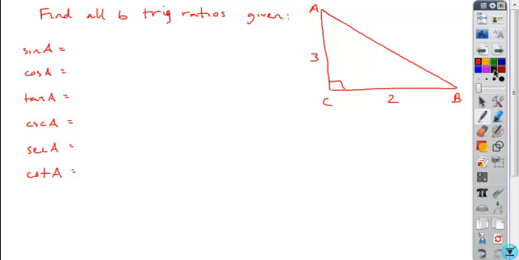All right, so if this is the right triangle that you need to use, you're given legs of 2 and 3, and you want to find the trig ratios. Okay, the first thing that I would recommend that you do in something like this is find the ratios that are shown by the given information.